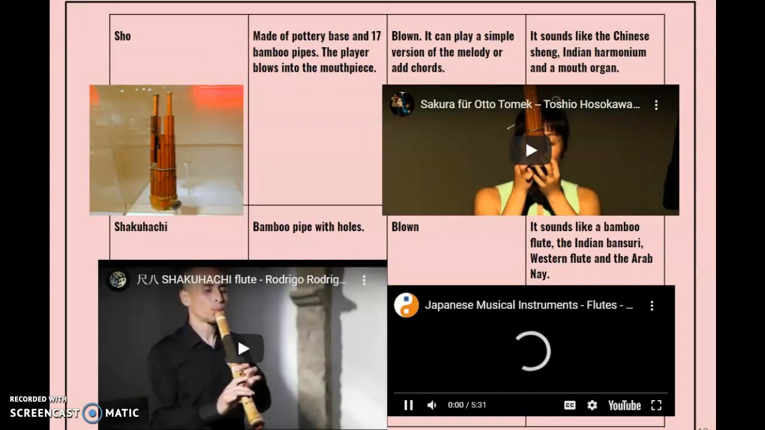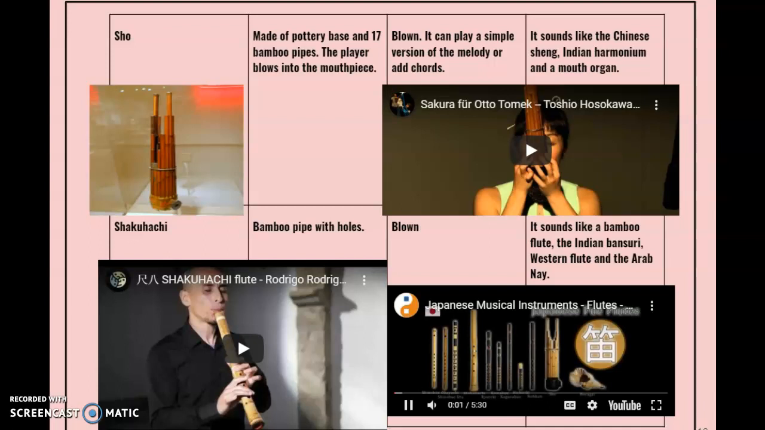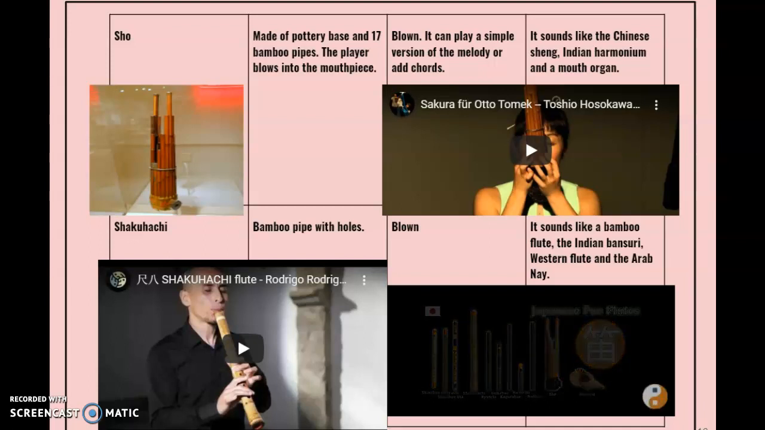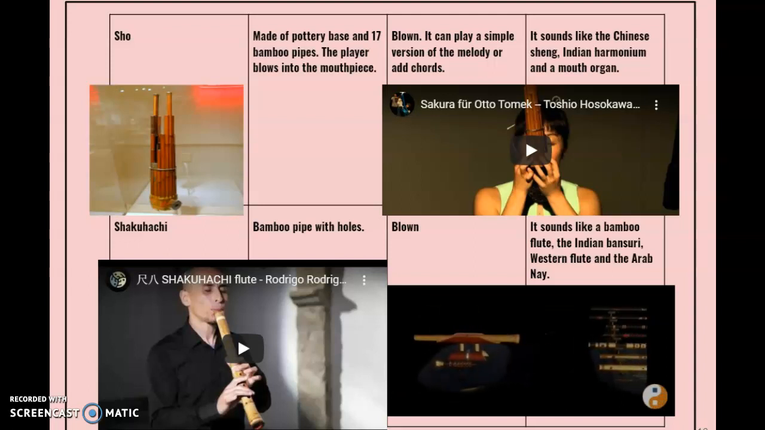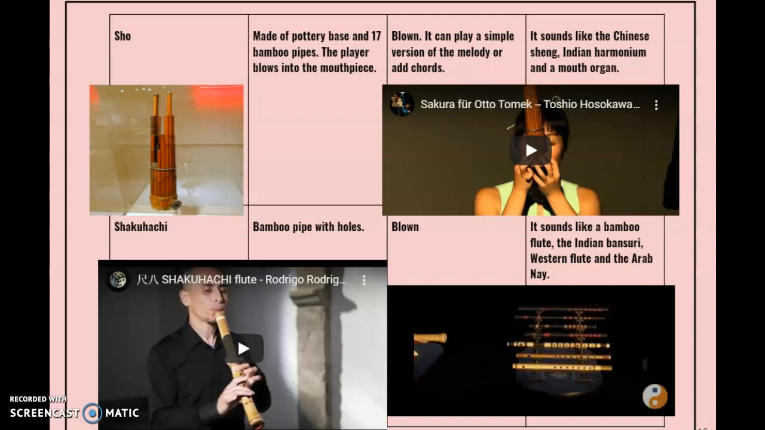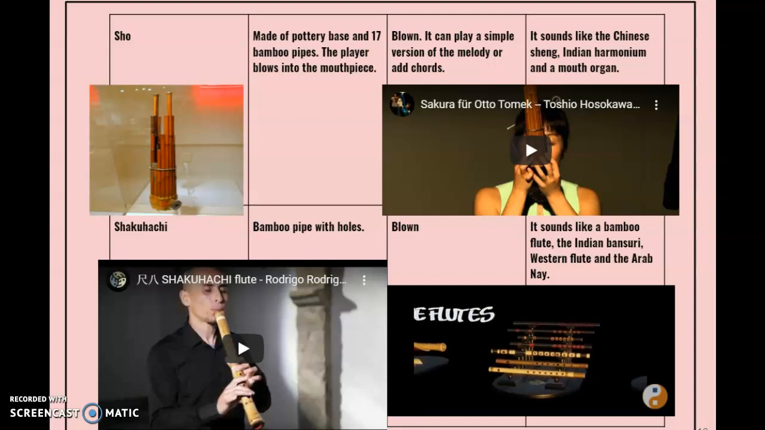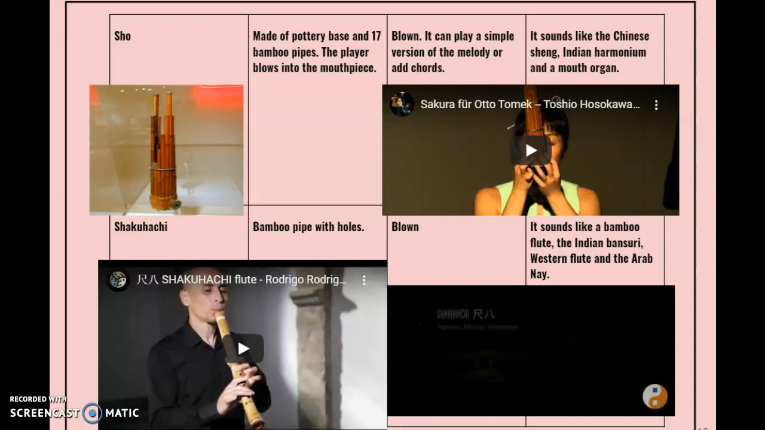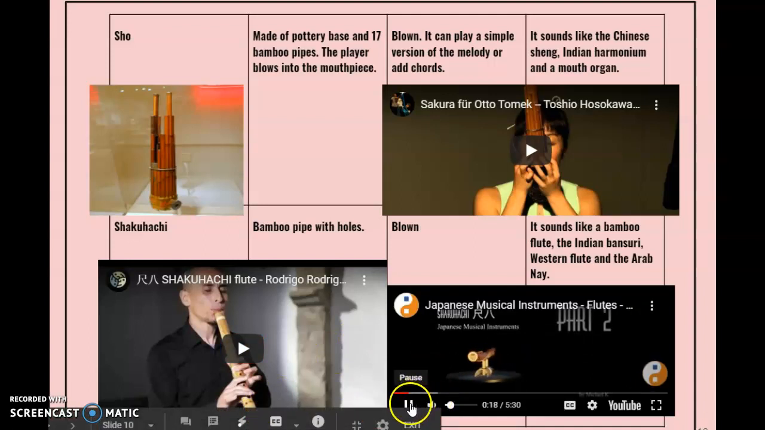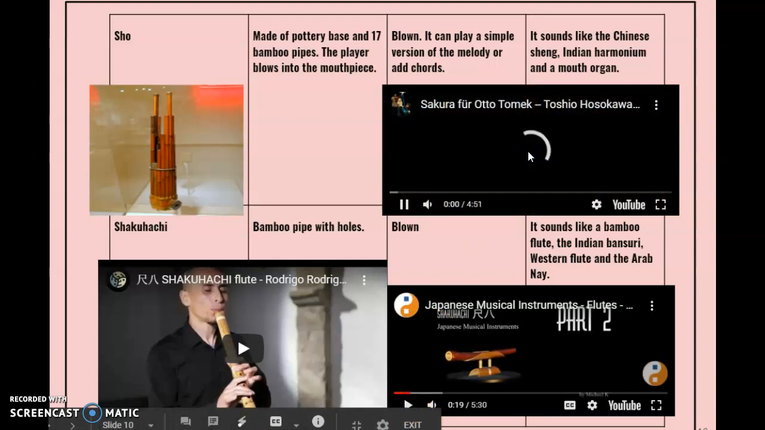And then I have the sho that you need to know. You see they're made of a pottery base and 17 bamboo pipes. The player blows into the mouthpiece. It can play a simple version of the melody or add chords, and it sounds like the Chinese sheng, the Indian harmonium, and a mouth organ. So let's listen a little bit to that one.